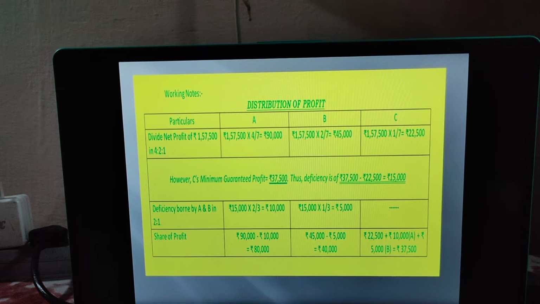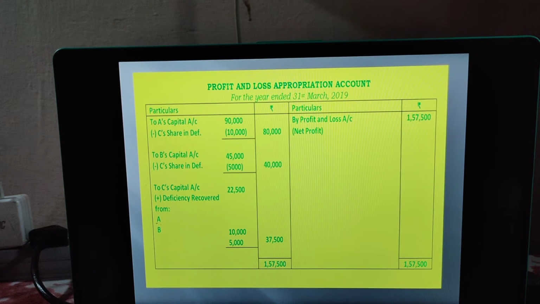In this case, whatever the amount of profit A was getting, he will get 10,000 less, and B will get 5,000 less. Now share of profit: A was getting 90,000, he has to provide a deficiency of 10,000, so his new profit would be 80,000. B was getting 45,000, now he will get 5,000 less, 40,000. Now how much will C get? C was getting 22,500. He is getting 10,000 from A and 5,000 from B. See, his account has been balanced. It will be 37,500.